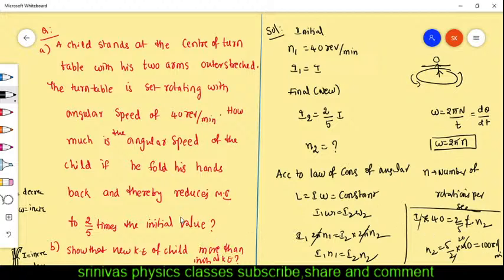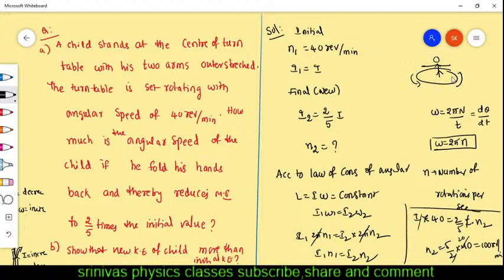This is the question. The initial angular velocity is given. If you read the question once: a child stands at the center of the turntable, with his two arms outstretched initially. The turntable is set rotating with angular velocity 40 revolutions per minute. How much is the angular speed of the child if he folds his hands back and thereby reduces the moment of inertia to 2 by 5 times of the initial value? The question I will explain.